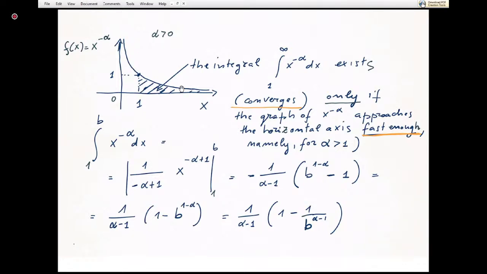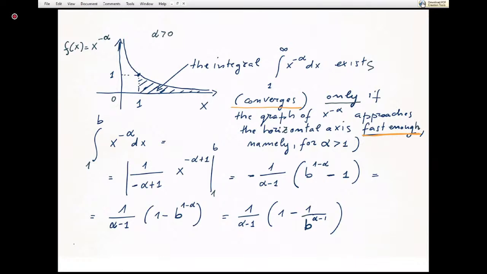Suppose that you want to compute the integral between 1 and infinity of x to the power of minus alpha dx. In principle, we want to compute this area between the curve, the horizontal axis, starting from 1 and up to plus infinity. It's quite intuitive that if this branch approaches 0 very quickly, it should be possible to compute that area. But if the convergence to 0 is slower, it's likely to be impossible to compute that area.